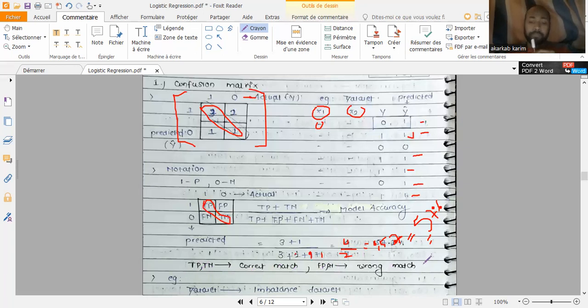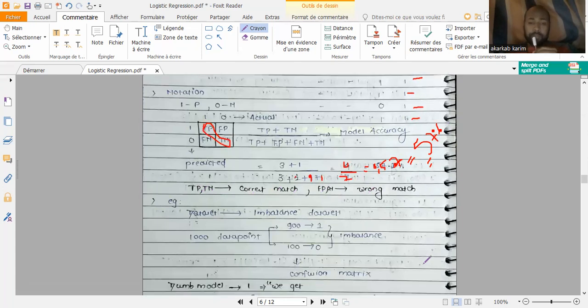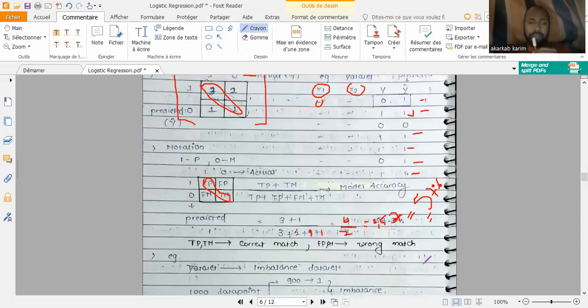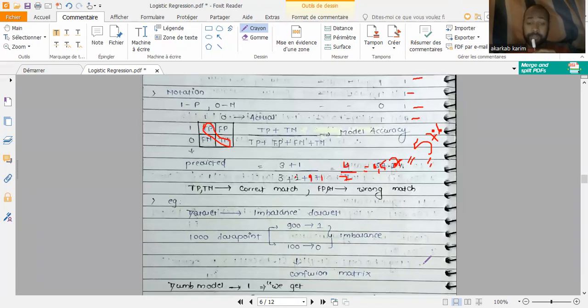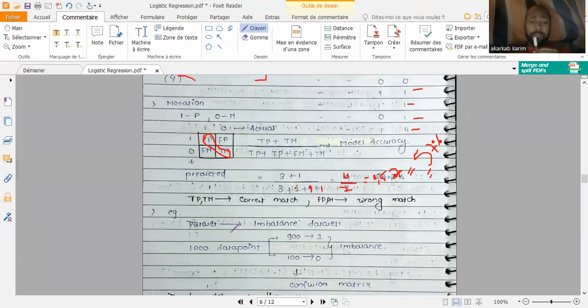When we collect our data, sometimes we are going to face a problem of imbalanced data. I will show you a small example here. Let's consider this data set. We have an imbalanced data set here. Let's consider 1000 records. We found we have 900 of class 1 and just 100 for class 0. This is the case of imbalanced data.